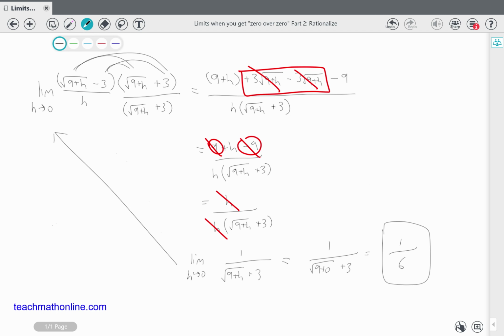So we can see from the start, if we plugged in 0, we got 0 over 0. So we wanted to go ahead and take the conjugate, which is just this top term, but we want to change the sign in the middle to a plus instead of a minus. And once we cancel everything that can cancel, we see at the end we get 1 over 6.